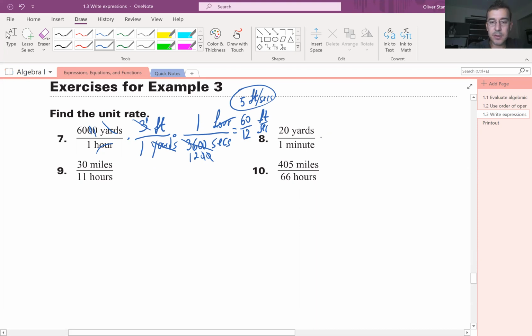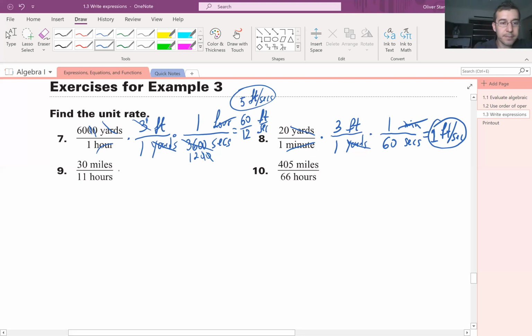Number 8, pretty much the same thing, right? We're going to get feet on top, yards are going to cancel out, and then minutes cancel out with minutes, and then seconds here. So 1 yard has 3 feet, and 1 minute has 60 seconds. Minute and minute cancel out, yards and yards cancel out. 20 times 3 is 60, divided by 60 is 1. So this whole thing is 1 foot per second. Sorry, 1 feet over seconds. That's what I meant.